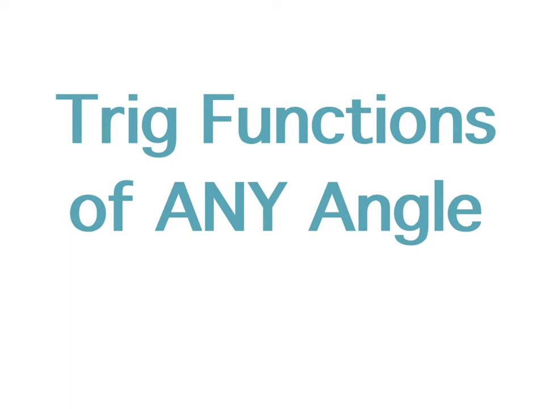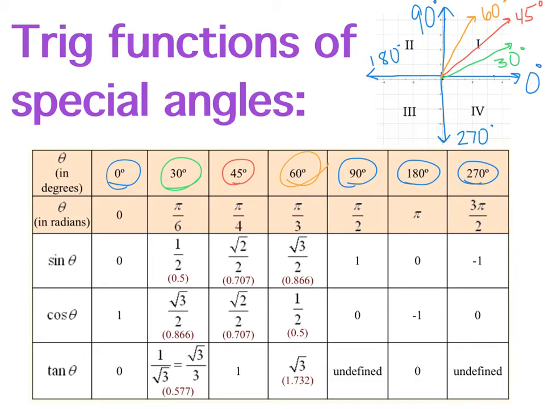In this video, we're going to talk about how to find the trig functions of any angle. So let's begin with a reminder of the trig functions of special angles. Our special angles for 2 pi radians go from 0 to almost 360. So that's 0, 30, 45, and 60, which are all contained within the first quadrant. And then we have 90, 180, and 270. So every pi over 2 after that.